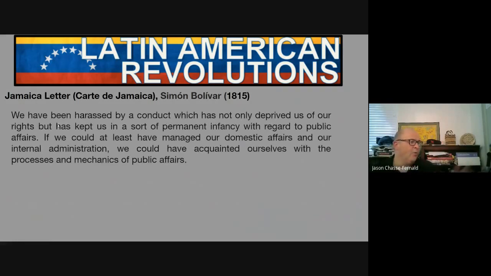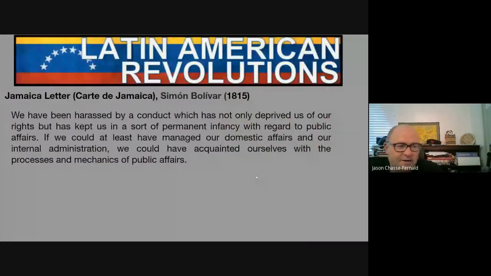And so we have been harassed by a conduct that has not only deprived us of our rights, right? So once again, here talking about the right to self-rule, natural rights, so John Locke, we see that connection now, but has kept us in a sort of permanent infancy with regard to public affairs. If we could at least have managed our domestic affairs in our internal administration, like what had been done in the North American colonies, we could have acquainted ourselves with the processes and mechanics of public affairs.